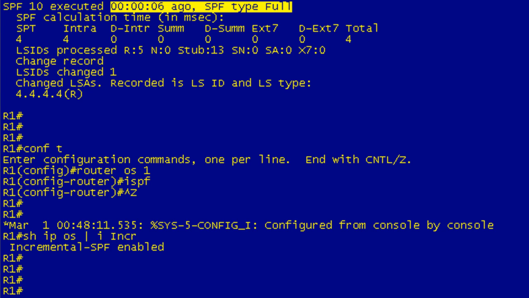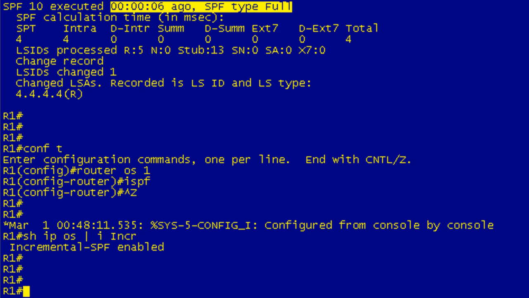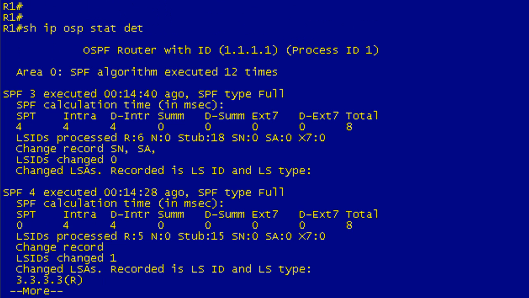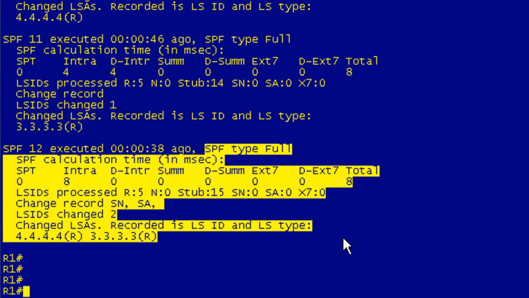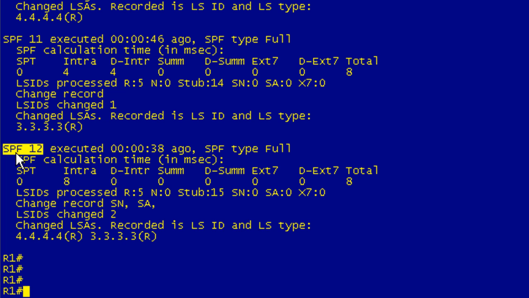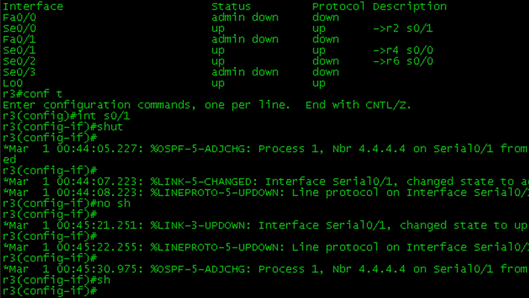So now let's go ahead to R3 and see that everything came back up. You can see that the interface is back up and it's got its neighbor relationship. Before we do this, well, pinging's not going to really help. Here's what we'll do: a show ip ospf stat detail, and again we should see a full SPF calculation. That's because this happened before we applied the ISPF configuration. So now we should see SPF 13 when we shut this bugger down.